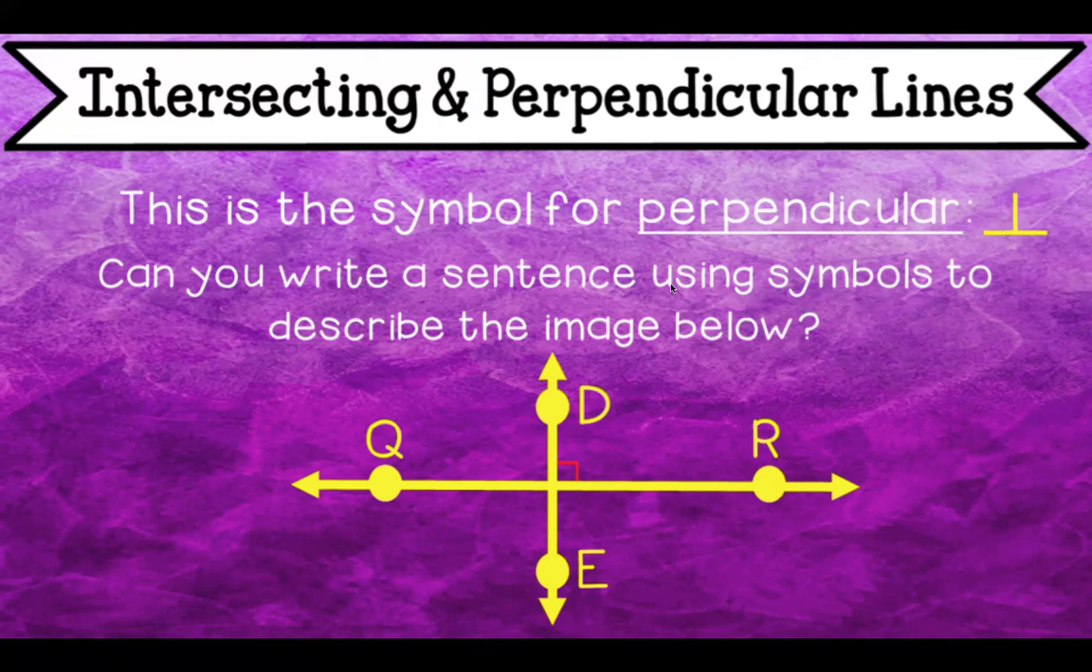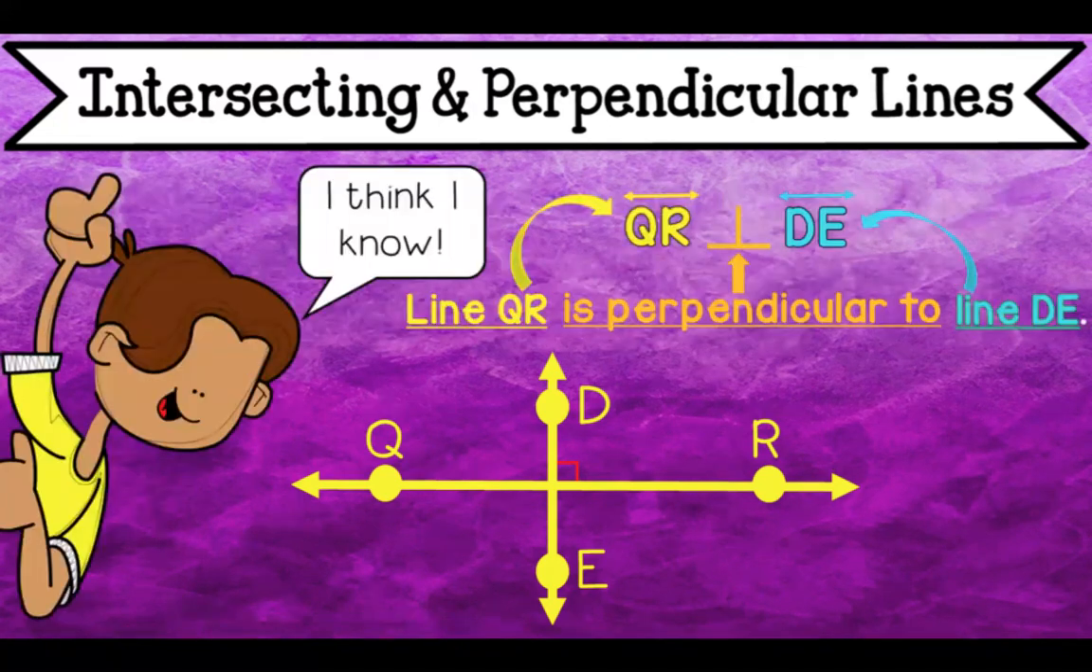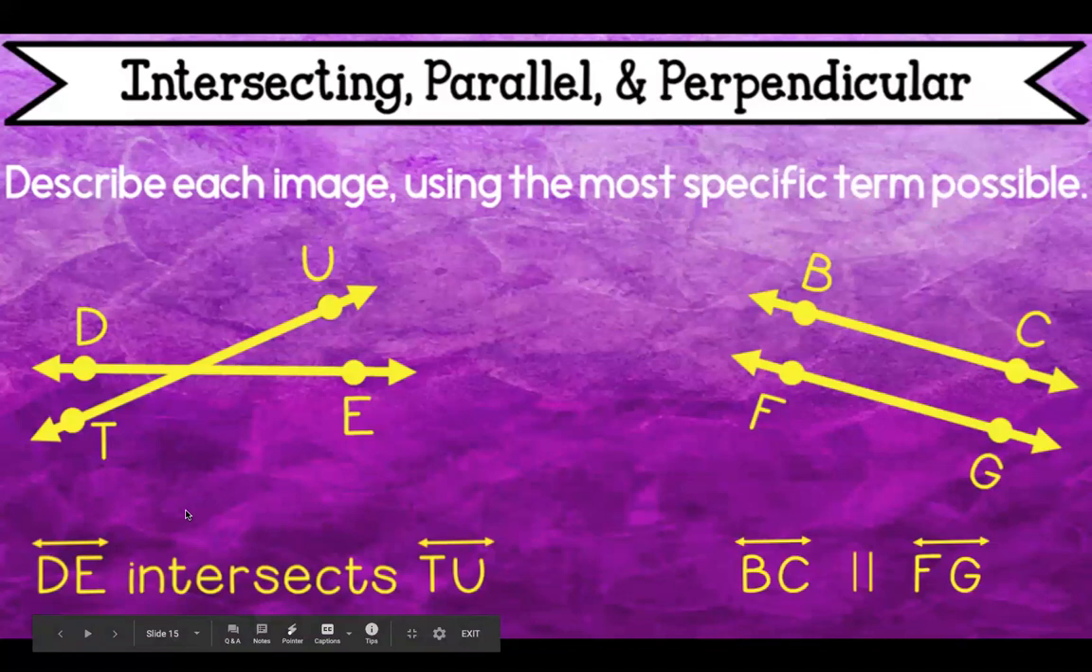Okay, can you write a sentence using symbols to describe the image below? Well, we can do that. We could say line QR is perpendicular to line DE. Okay? All right, so describe each image.